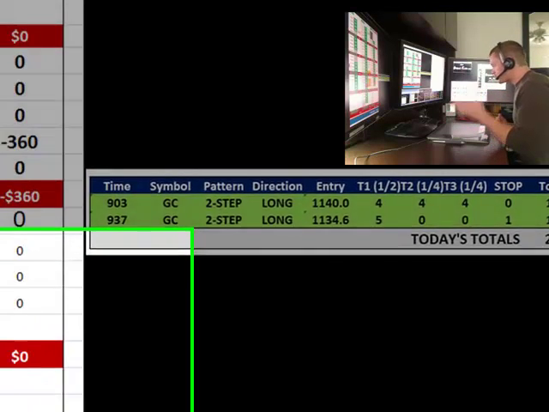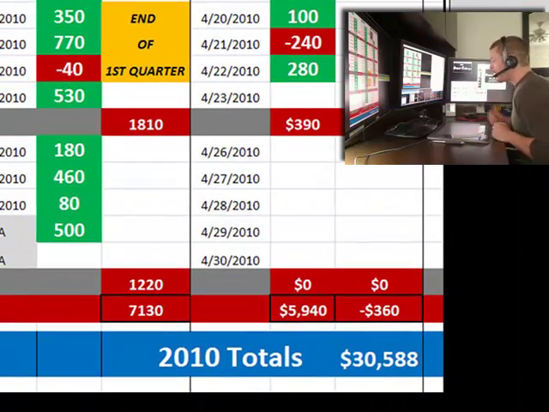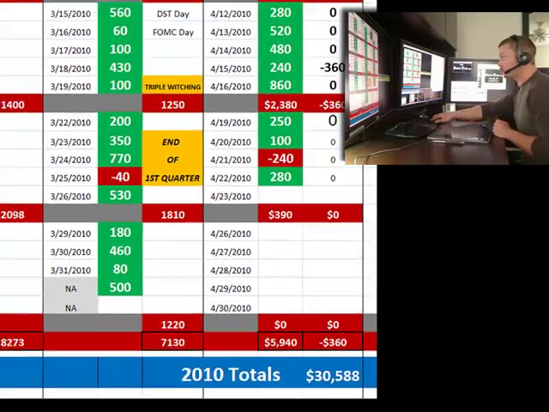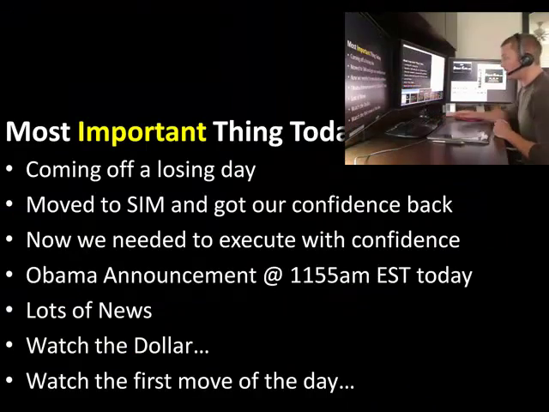We're looking at just shy of $6,000 for the month so far, and we're over 30,500 USD for the year of 2010. Having a great year, having a great week, and a great month. We'll keep you guys posted the rest of the month.